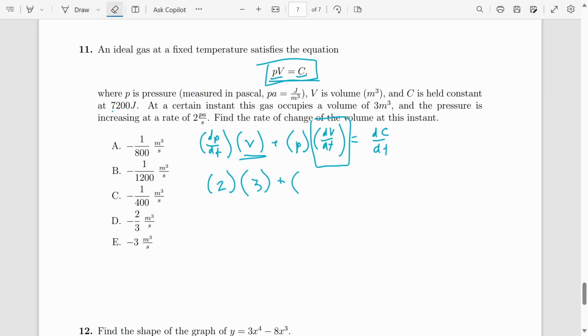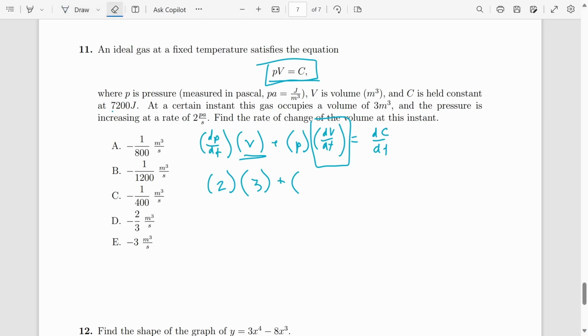Now, plus P, that is the pressure at this instant. And it doesn't give us that. So that at first seems like a problem, because it is. We need to find out what P needs to be. But it actually does give us enough information in the problem. We can just go ahead and figure it out by ourselves.